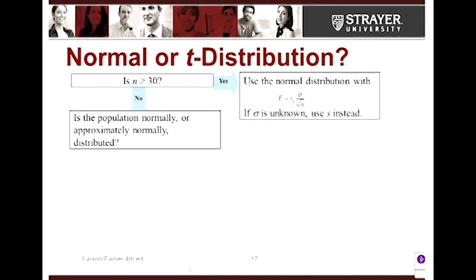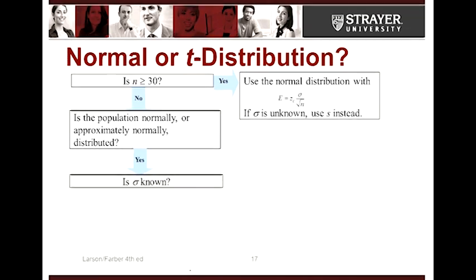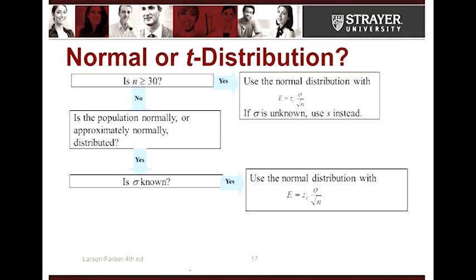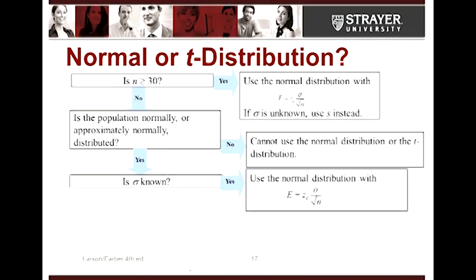If you do not have a large sample size, you still have a chance to use normal. Is the population normally distributed? If yes, then is sigma known? If yes, then you can still use the normal distribution. So if you have a normally distributed population and you know the standard deviation for the population, then you can use the normal distribution. If your population is not normally distributed, then you cannot use the normal distribution or the t-distribution. So you cannot use either of these and you're off doing something else.